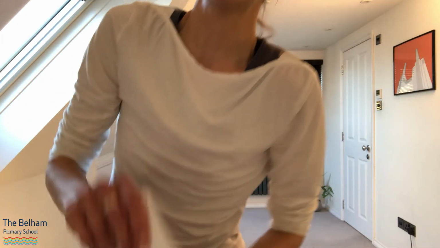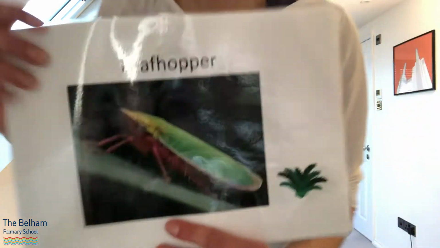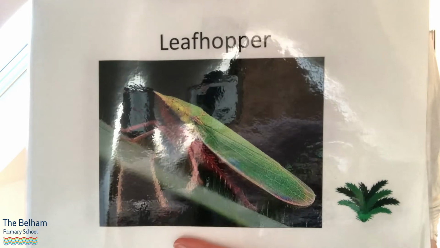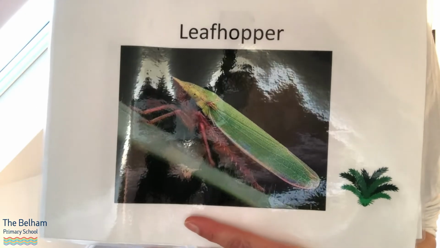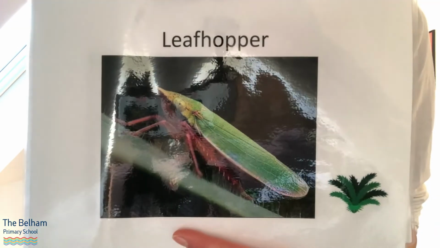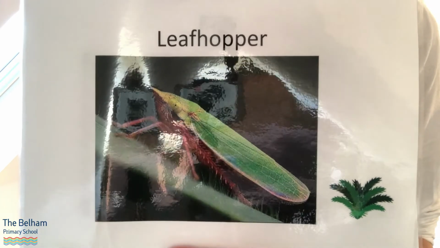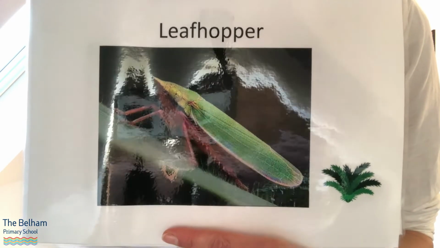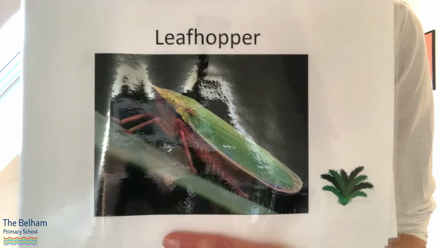Something else that I found was that in these environments lived and grew creatures and plants, and that's what we're going to look at today. So one of the most amazing creatures that I discovered was called the leafhopper. Why do you think it's called a leafhopper? Exactly, because it looks like a leaf.